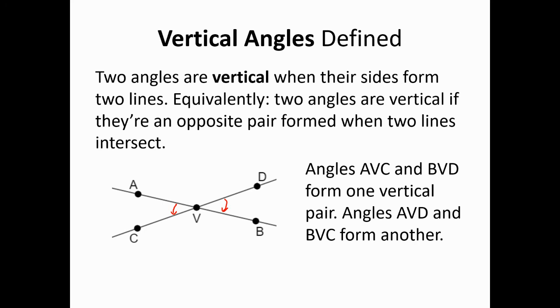Here's another equivalent definition of vertical angles, and either is perfectly acceptable. Two angles are vertical if they're an opposite pair formed when two lines intersect. And maybe you'll find that one clear. So look back at the diagram. I've got the two lines, the one that goes from A to V to B, and then the second line that goes from C to V to D. And obviously those two lines intersect at V. And then pick a pair of angles that lie opposite one another, like AVC and DVB. Those are a vertical pair.